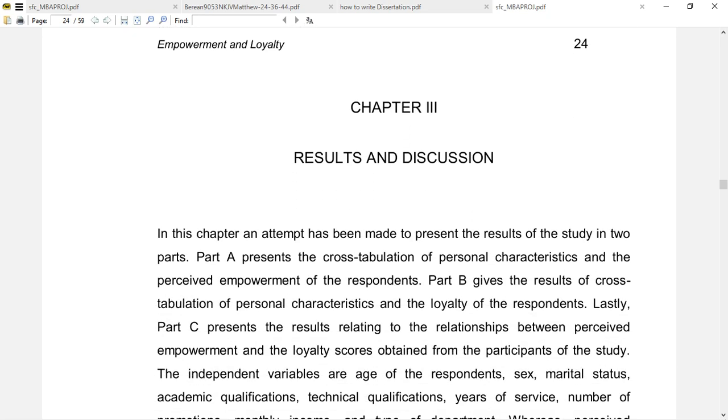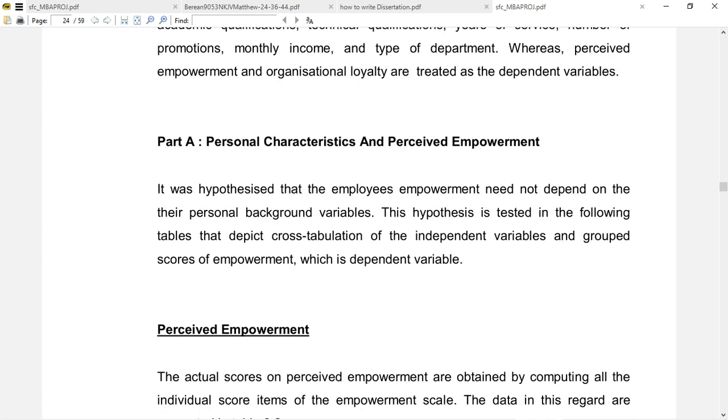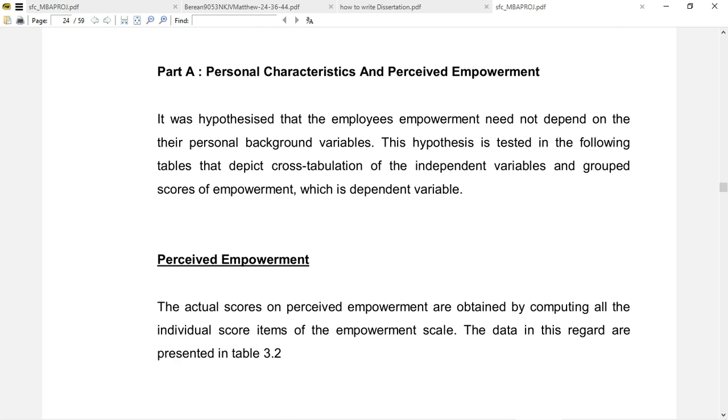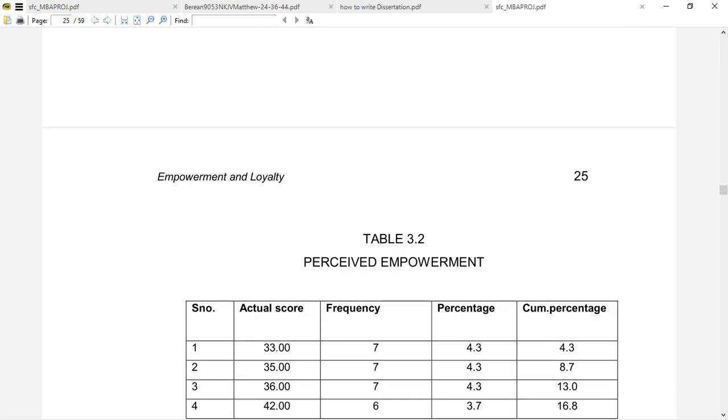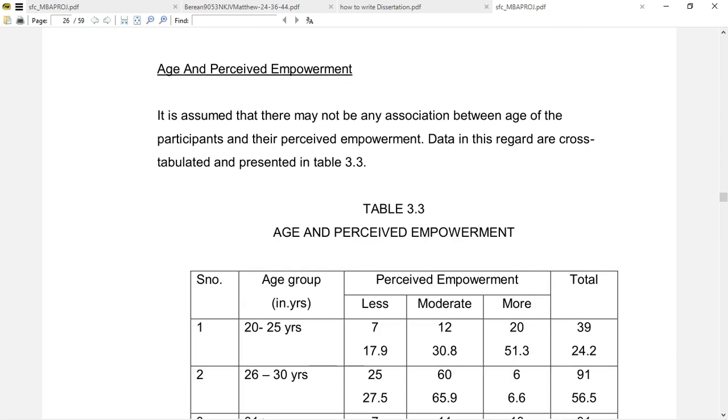We move on to the results chapter. In this, I would say all results are presented in parts, various parts. So three parts if you remember. Part A is profile and perceived empowerment. It would move like this. All these are on the tables.